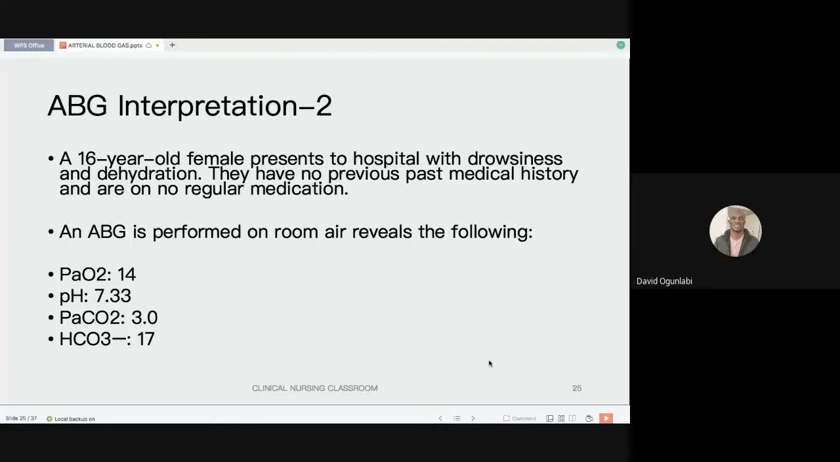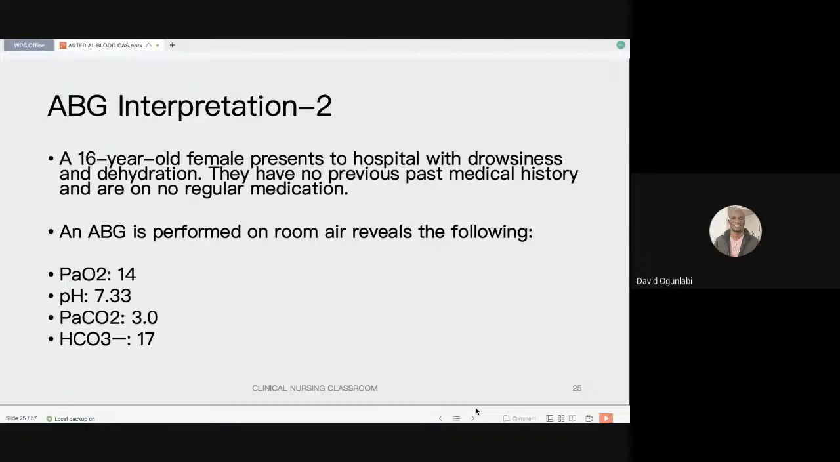Check your pH. pH is 7.33. So let's conclude. Now, is this one alkalosis or acidosis? Somebody? Acidosis, thank you. So that is it. Write it somewhere. This is acidosis. The next thing is to check the source. Now, when you want to check the source, you check PaCO2 and bicarbonate. Now, what is your PaCO2?